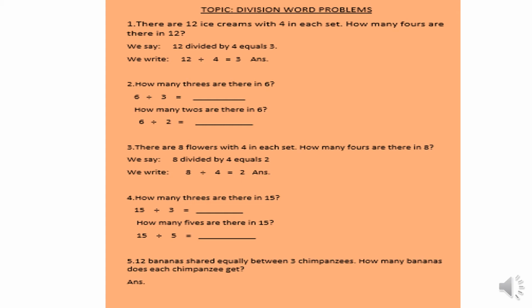How many 2s are there in 6? You will say the table of 2. 2 ones are 2, 2 twos are 4, 2 threes are 6. So the answer would be 3. There are 3 2s in 6. Third question is there are 8 flowers with 4 in each set.